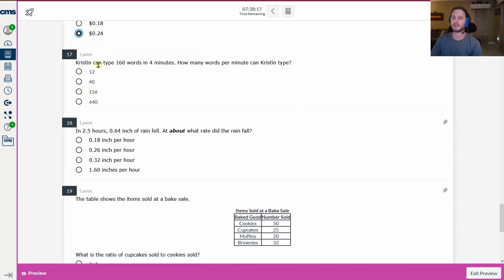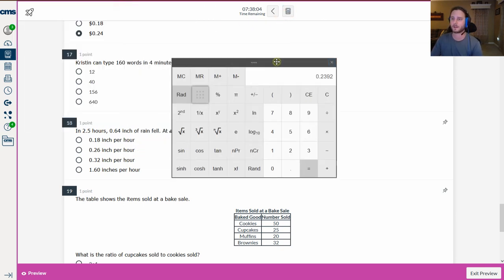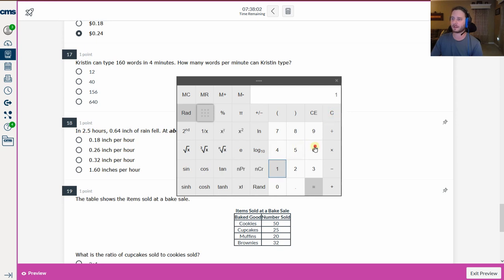And number 17, it says Kristen can type 160 words in 4 minutes. How many words per minute can she type? So this is the number of words divided by the number of minutes. So that's going to be 160 words divided by 4 minutes. And we get 40. She can type 40 words per minute.